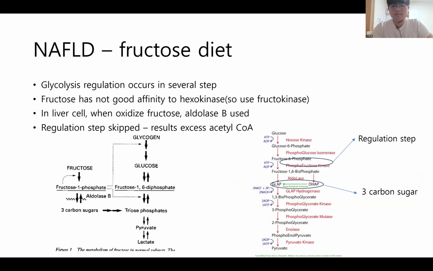Glucose goes through glycolysis, and some steps are spontaneous. To maintain homeostasis, those steps are regulated by activators and inhibitors. When fructose is used as an energy source, it has low affinity to the rate-limiting enzymes of glycolysis. So fructose is phosphorylated by fructokinase at first, and further steps occur. Aldolase B in the liver directly cleaves fructose phosphate into 3-carbon sugars, which are converted to G3P and involved in the second half of glycolysis. So regulation steps are skipped when fructose is being digested.